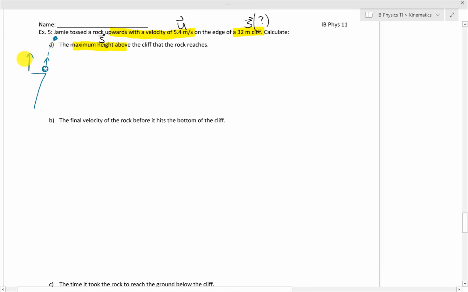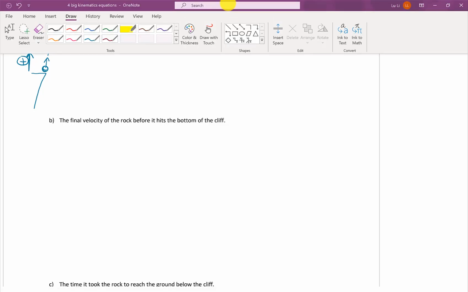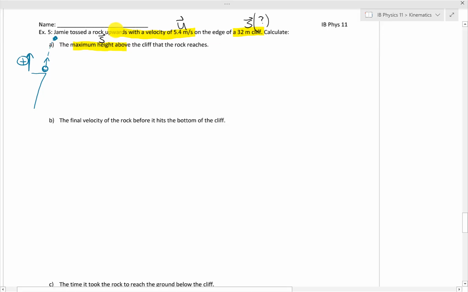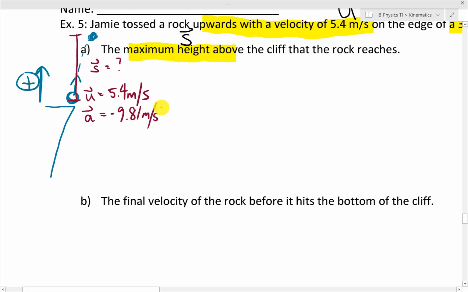I'm going to label going up as my positive direction, and I'm going to do the rest of my labeling, which I'm using this color pen. We know here the initial velocity is 5.4 meters per second. We are trying to find this maximum height here, so that's our maximum height. And because this is free fall, we know that the acceleration is always 9.8 meters per second squared, and since I have labeled the upwards direction to be positive, this must be negative.